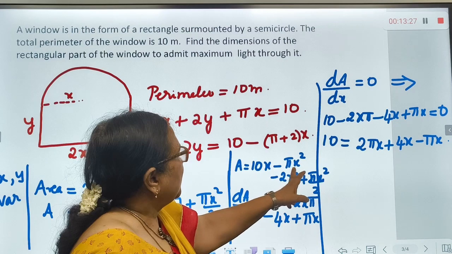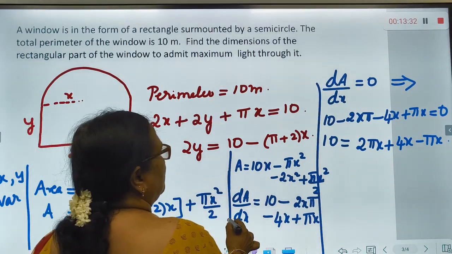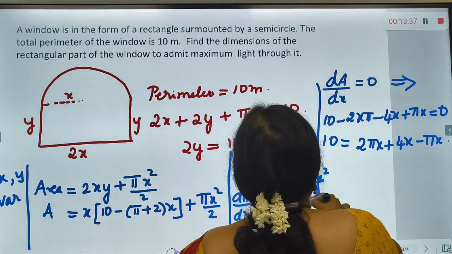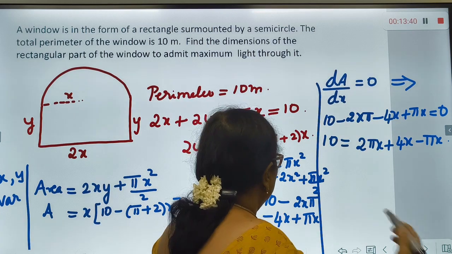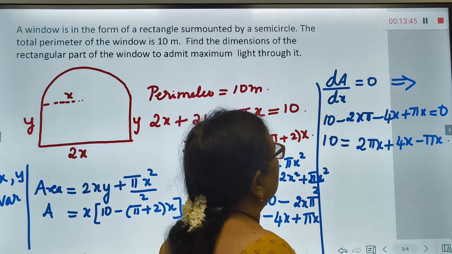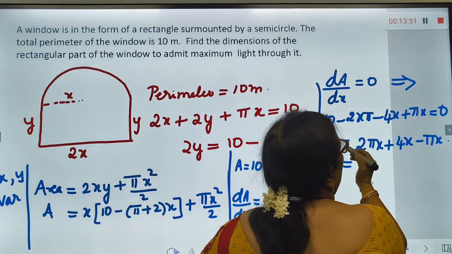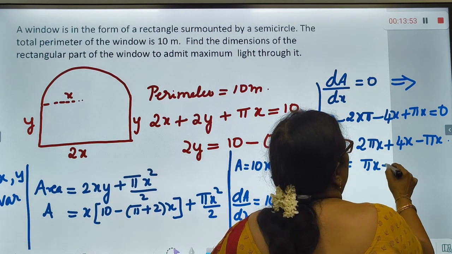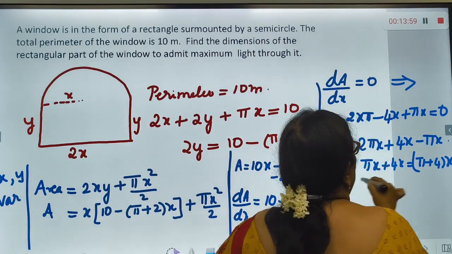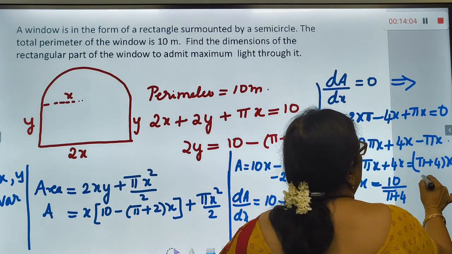So here it is minus pi x square and plus pi x square by 2. If I differentiate pi x square by 2, I get 2 pi x by 2, which is pi x. Now I am equating it to 0. So when you take it to the other side, this is 0. The 10 I am retaining, and the other quantities will become minus pi x. So this will be 2 pi x minus pi x is pi x plus 4x. This is pi plus 4 into x. Therefore, x is equal to 10 by pi plus 4. This is the critical point.